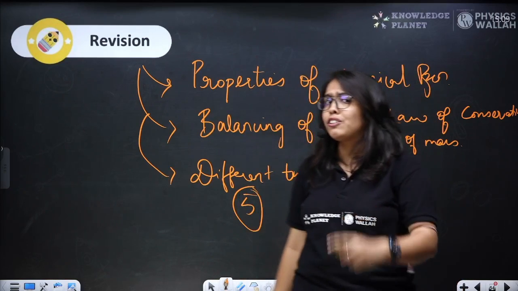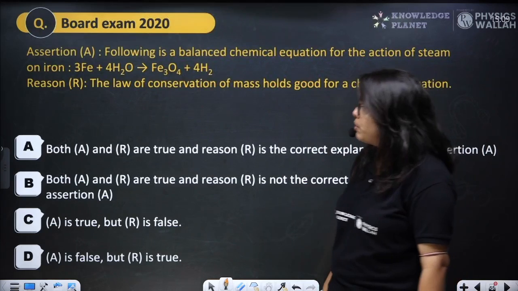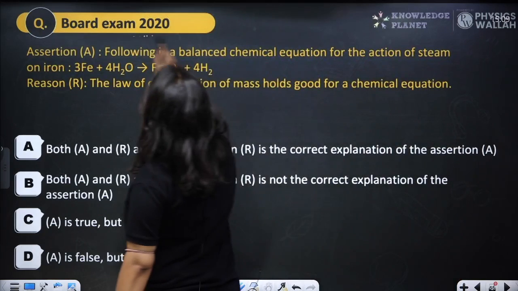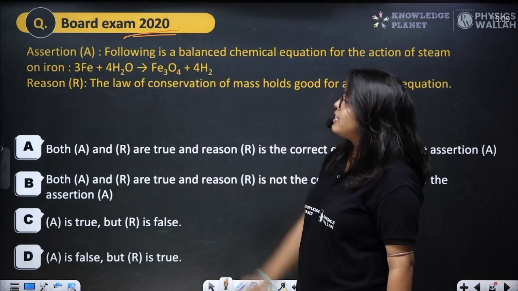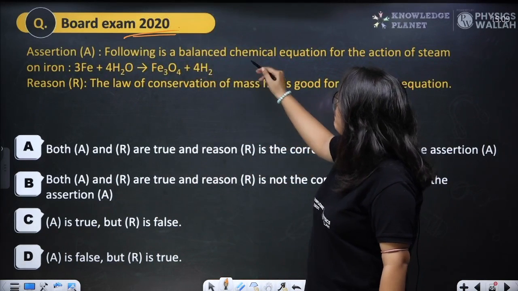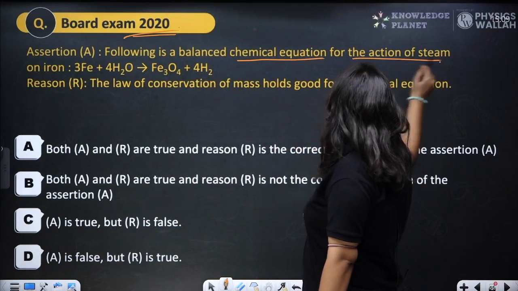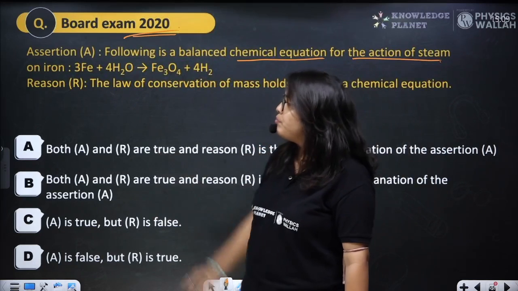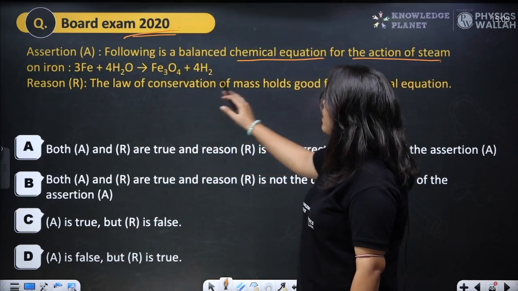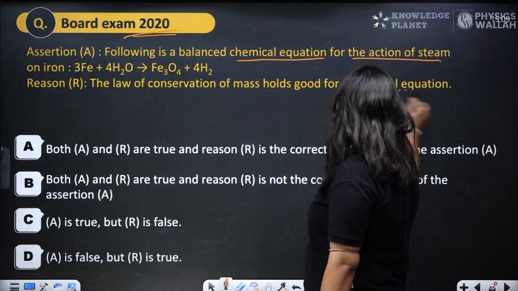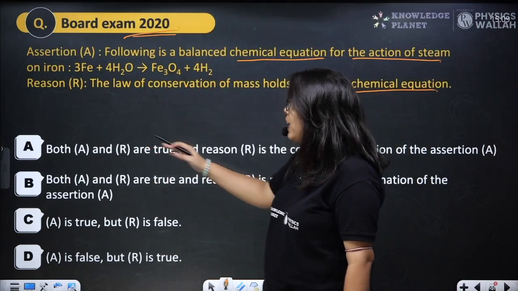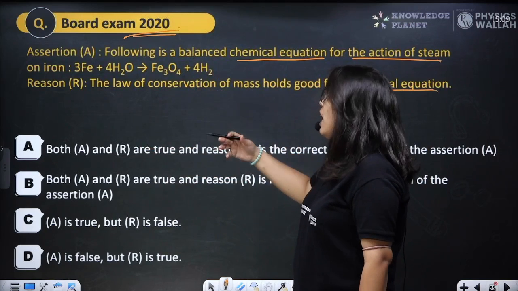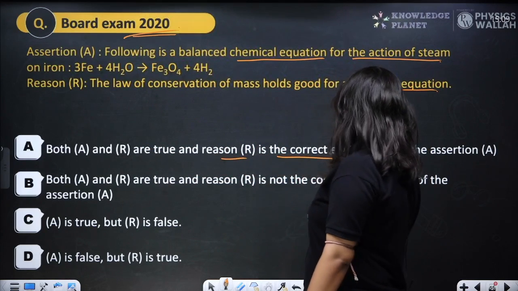Let's now do a certain few questions that have been asked in the boards. So this question came in the board exams 2020, which is assertion and reasoning. The assertion: the following is a balanced chemical equation for the action of steam on iron. The reason is the law of conservation of mass holds good for a chemical equation. So now we have 4 options. Both A and R, that is both assertion and reasoning, are true, and R is the correct explanation of A.